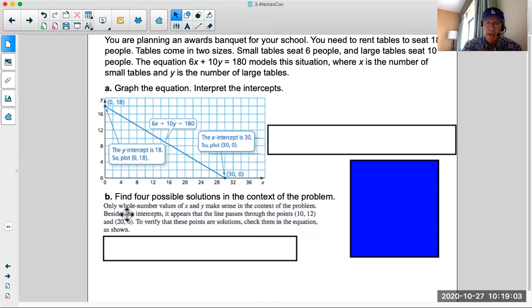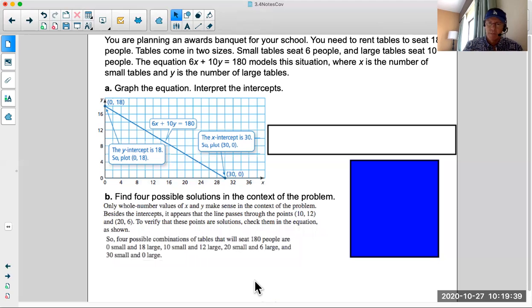All right, so again, because only whole numbers or integer values of x and y make sense in the context of this problem, besides the intercepts, it appears the line passes through 10, 12, that's the one that I just mentioned, which was right there, and 20, 6, looks like right there. And think about it, if we had 20 for x, 6 times 20 is 120, 10 times 6 is 60, 120 plus 60 is 180, so that works. And then obviously you could have 0 small tables and 18 large tables, or you could have 30 small tables and 0 large tables.